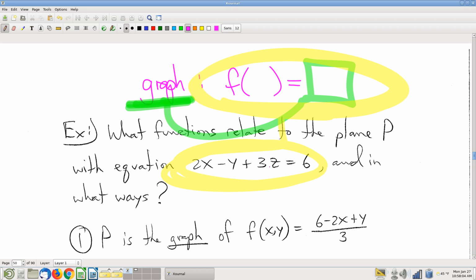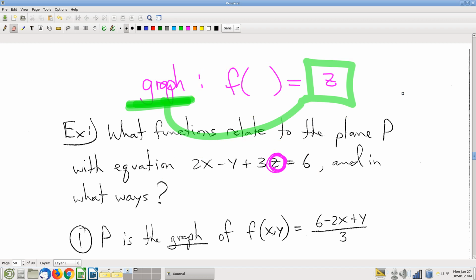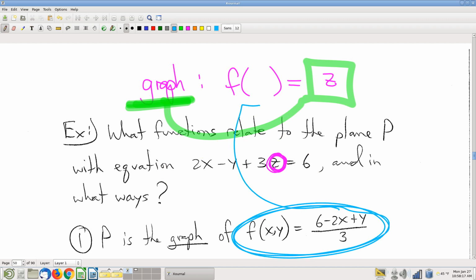Right? I could take this z, solve for it, and what you will find you get is this function. That's the function which, if you set it equal to z, gives you that equation describing the plane. Let me say that differently. That's the function whose graph, strictly interpreted, right? Be super careful. Don't use graph interchangeably with other things, right? This is the function whose graph is this plane.